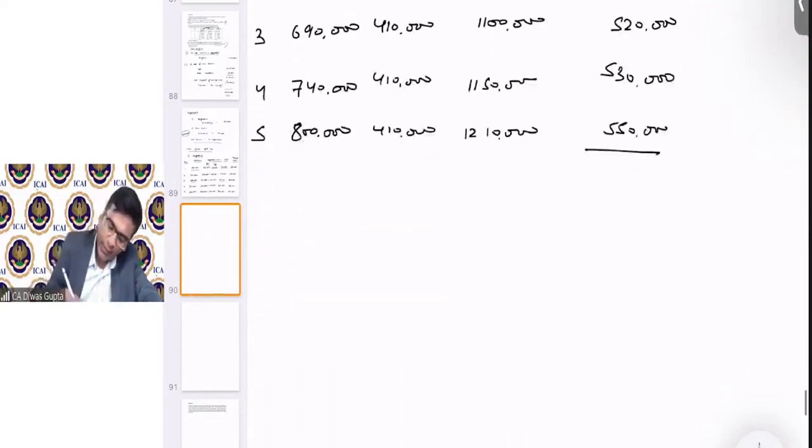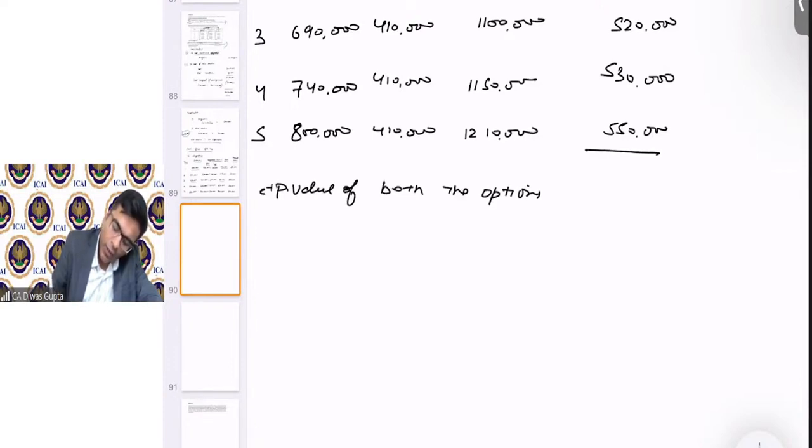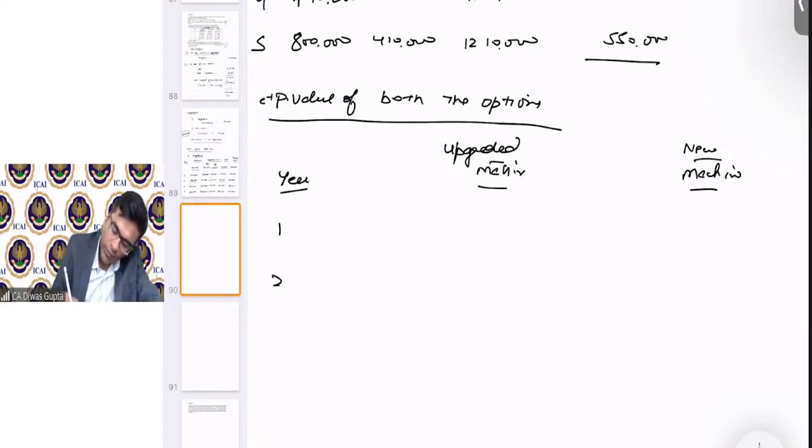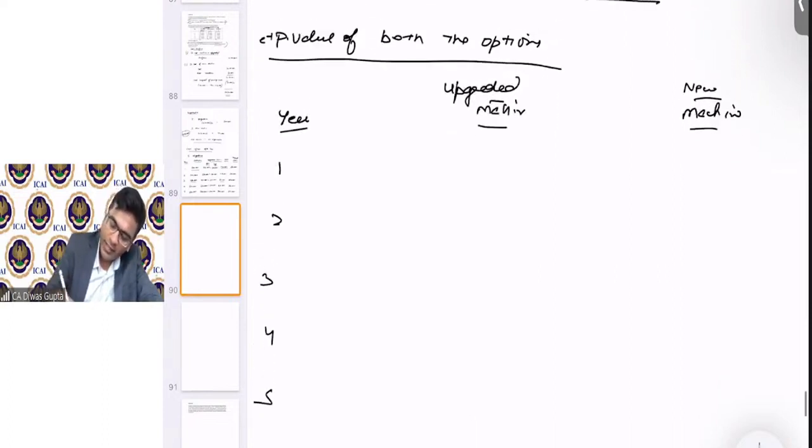Right? Now we have to calculate the present value of both the options, or rather I can say net present value of both the options, right? So we have the upgraded machine on one hand and the new machine on the other hand, right? Years 1, 2, 3, 4, and 5 again. What is the incremental cash flow after tax? What is the present value factor? And what is the total? Similarly, incremental CFAT, cash flow after tax, present value factor, and total.